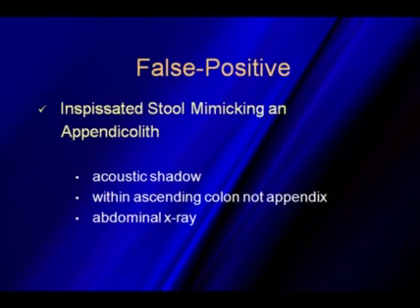So the last thing would be inspissated stool, where you mistake normal stool in the colon for an appendicolith. What you'll see is an acoustic shadow. Typically, it's going to be within the ascending colon and not the appendix itself. If there's any question of that, an abdominal x-ray can be done, but we've actually seen cases where somebody mistook inspissated stool and thought that it was an appendicolith.